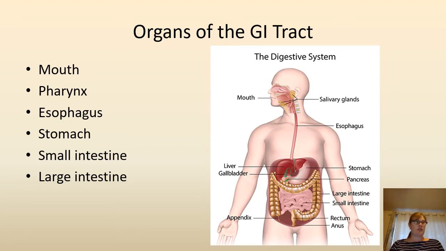So now that we've done a little discussion of the layers of the walls, how it's controlled, some of the peritoneal layers, and the terms involved, segmentation, peristalsis, now we're going to get going on discussing these organs that are listed on this page. So we have mouth, pharynx, esophagus, stomach, small intestine, large intestine.